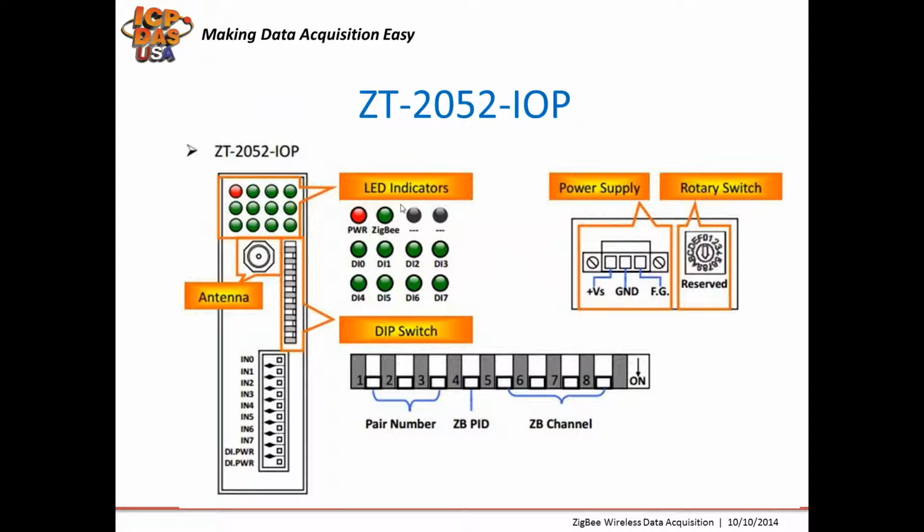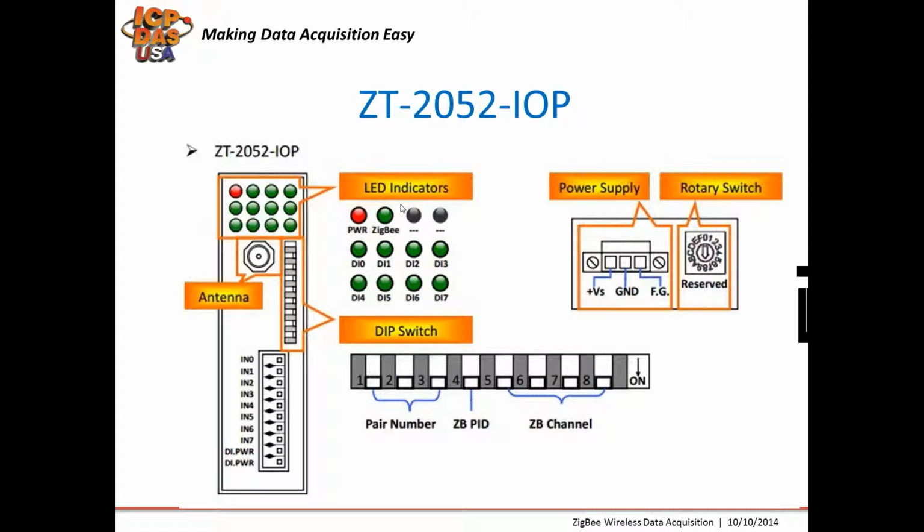The ZT2052 IOP has LED indicators that show the power status, communication status, and the status of digital inputs. It has dip switches that can be used for pairing number, PAN ID, and RF channel. There's a rotary switch that needs to be set to 0. On other I/O modules, this rotary switch could be changed for other settings, but for the I/O pairing module, it needs to be set to 0.